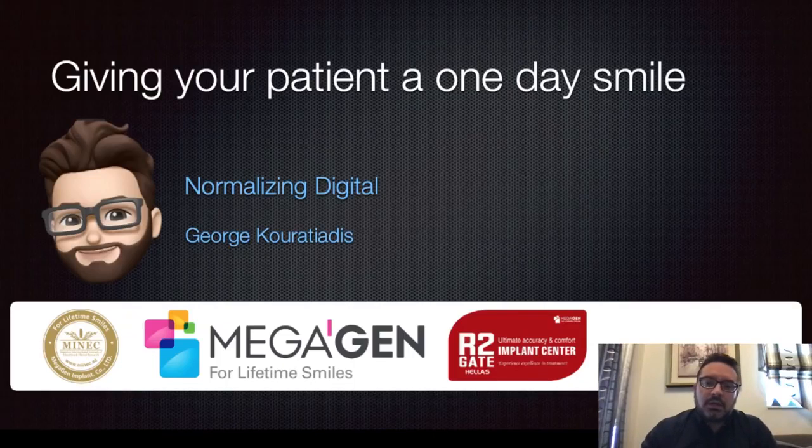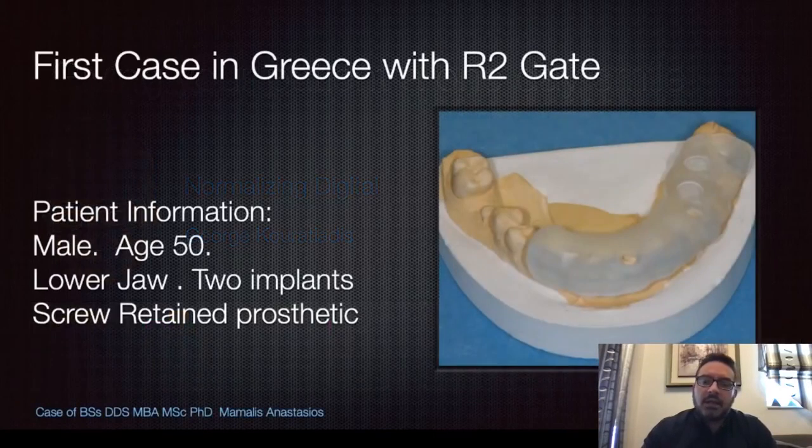So our first case that took place in Greece was about 4 years ago. It was not from the R2Gate Greece Center. It was supported from the R2Gate Center in Romania, with the assistance of Vlad Hitru and Alexandra. It took place in Athens, with Dr. Mambalis Anastasios. It was a simple case, a male patient aged around 50. There were 2 missing teeth in the lower jaw.